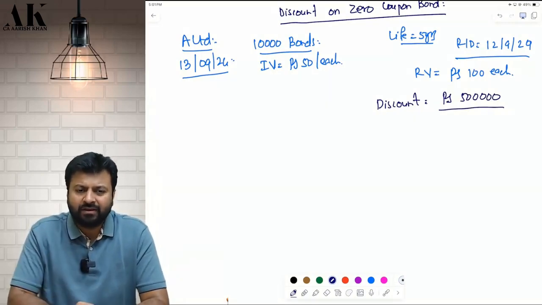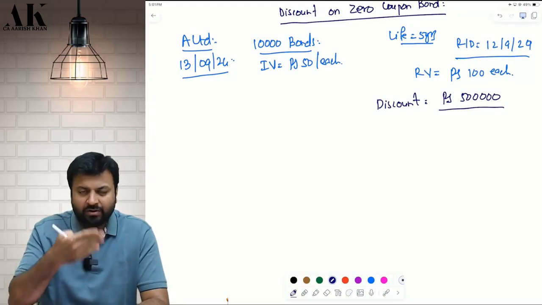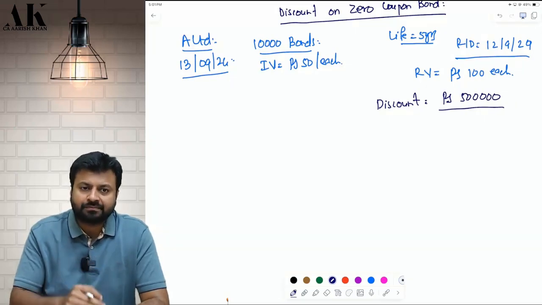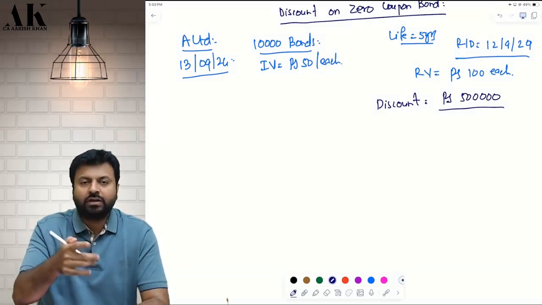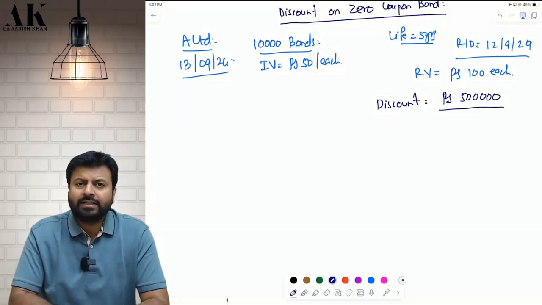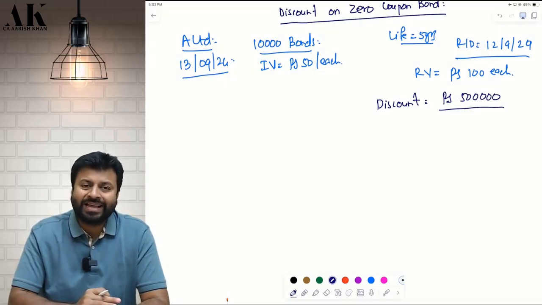For the company. Company is receiving 50 today. Company has to pay 10 lakh after 5 years. So 5 lakh rupees is the cost for the company. This discount is my cost. So the government is giving you the deduction of this discount. Because it is your cost. And the government is saying that you can take this as a deduction over the life of the bond.